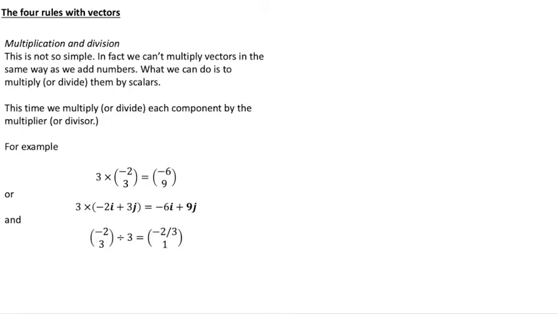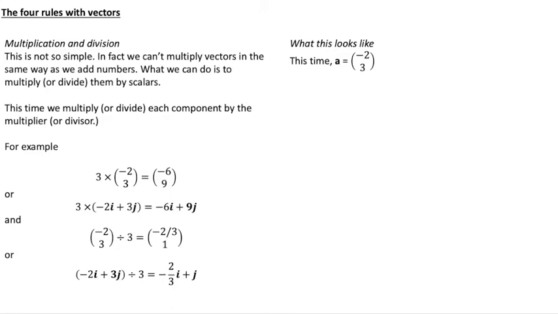For division, if we started with minus 2, 3 divided by 3, then the i component would be minus 2 divided by 3, which is minus 2/3, and the j component would be 3 divided by 3, which is 1. And again, we can write that in ij form.